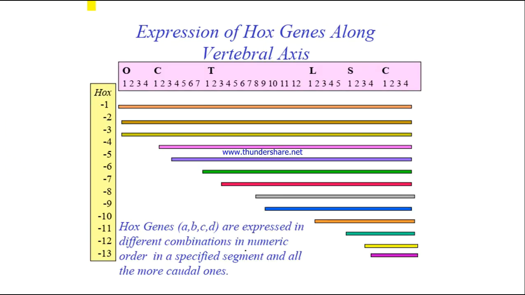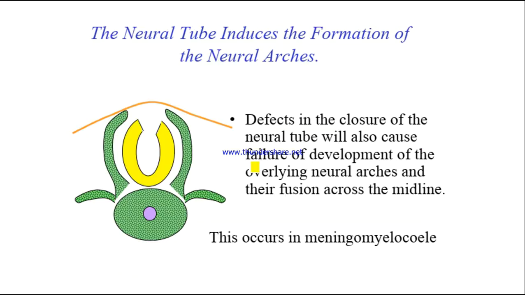So, expression of the Hox genes along the vertebral axis, just to have a basic understanding of this. The Hox genes A, B, C, D are expressed in different combinations in numeric order in a specified segment, and all the more caudal ones. So in essence, we have the expression of these genes, which are activated in sequential order in order for the limb buds and the various other structures to form.